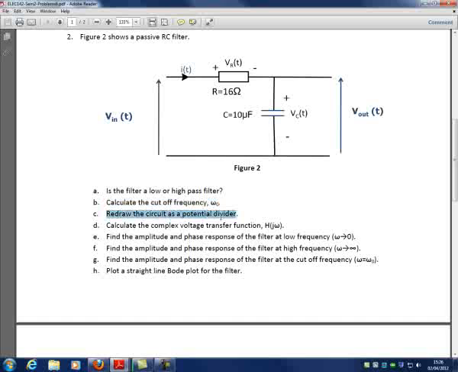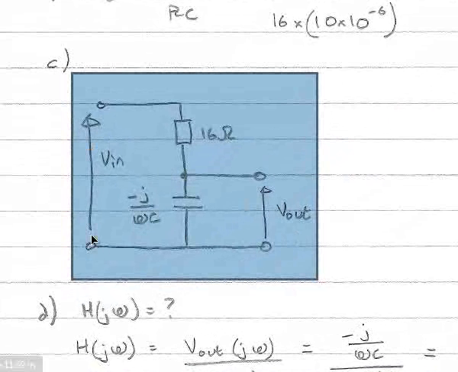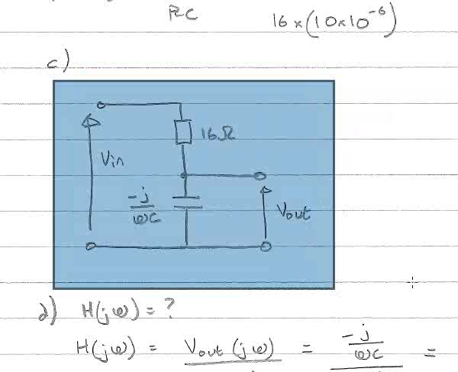Part C, we're asked to redraw the circuit as a potential divider, and as I said before, this is just guiding you through the steps to characterise it. So how did we do this? Well, this is the answer. You need to recognise that V in passes through the resistor and the capacitor, whereas V out is only across the capacitor. And if you can take this step by going from this form of the circuit to this form of the circuit, you're really on the way to understanding what's going on.